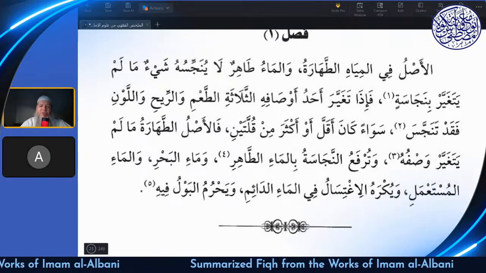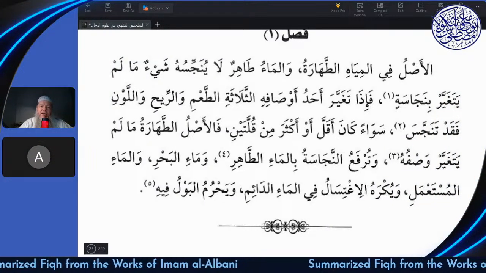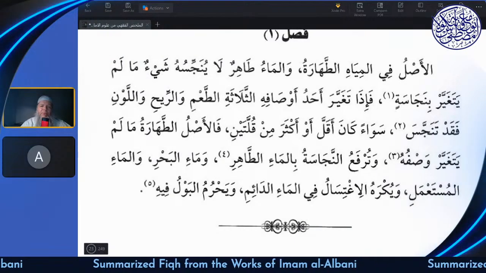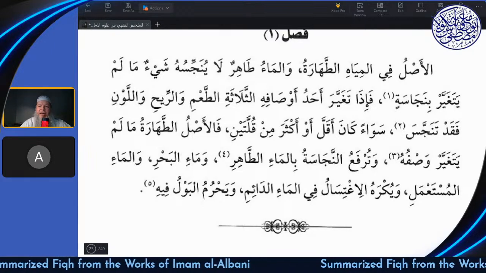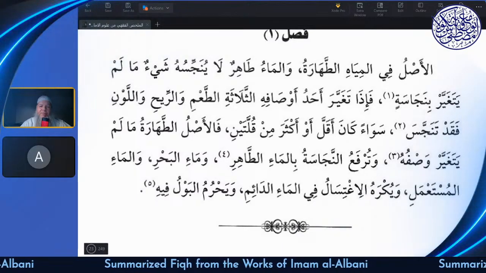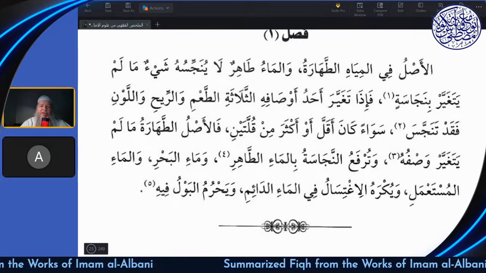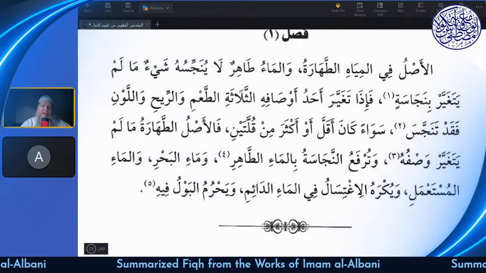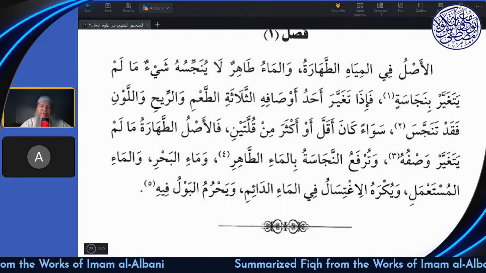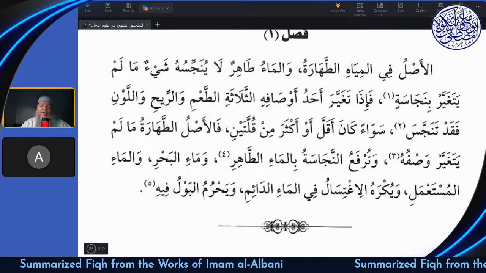فإذا تغير أحد أوصافه الثلاثة, so if one of the three descriptions changes, the taste, والريح, the smell, واللون, the color, فقد تنجس, then it has become najis. سواء كان أقل أو أكثر من قلتين. And this is regardless of whether it is less or more than qullatain. So even if it's more than qullatain, if the flavor, the taste, and the color changes, then it's still najis. And if it doesn't change, and it's less, then it's not najis.